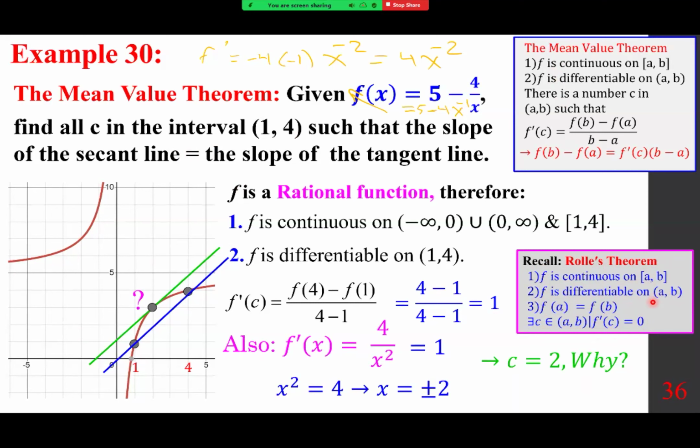Class, this is a special case of the mean value theorem. That's why it has one extra part. f of a must be equal to f of b. As you can see, f of a and f of b are two different values here.